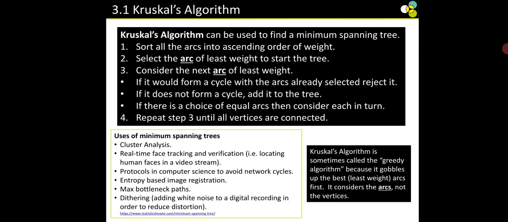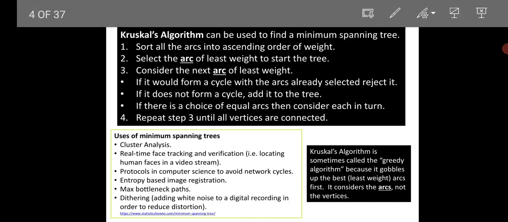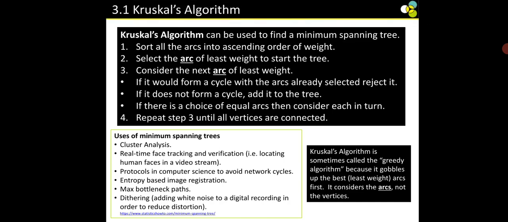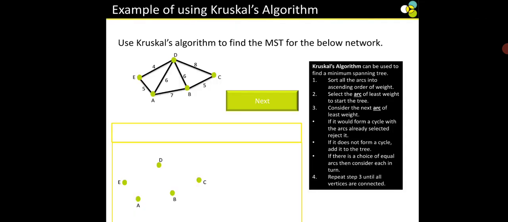Uses of minimum spanning tree include cluster analysis. We use cluster analysis mostly in big data. Then big data or classification algorithms, real-time face tracking and verification. It is mainly used with minimum spanning tree. Then protocols in computer science to avoid network cycles, entropy based image registration, max bottleneck paths, and dithering. These are all the real-time examples of Kruskal algorithm.